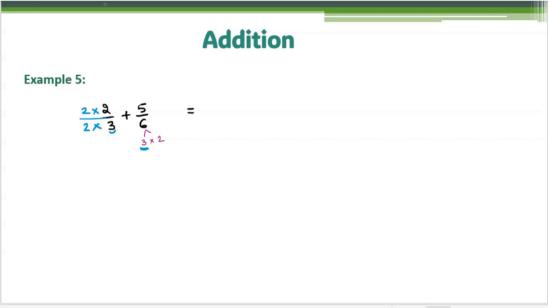So we get here now 2 times 2 is 4, 2 times 3 is 6, plus 5 over 6. So this gives you same denominator, which is 6. Okay, so we write it here and then we add 4 plus 5. So what you get here, 4 plus 5 is 9 over 6.